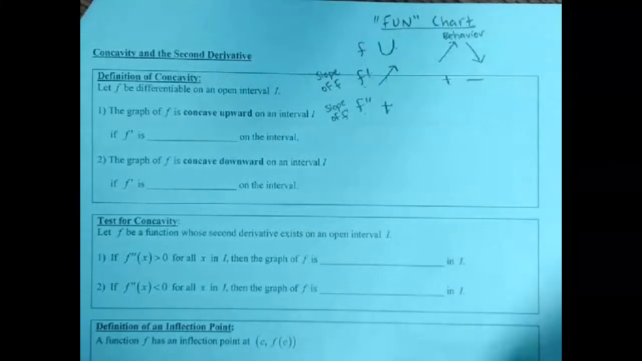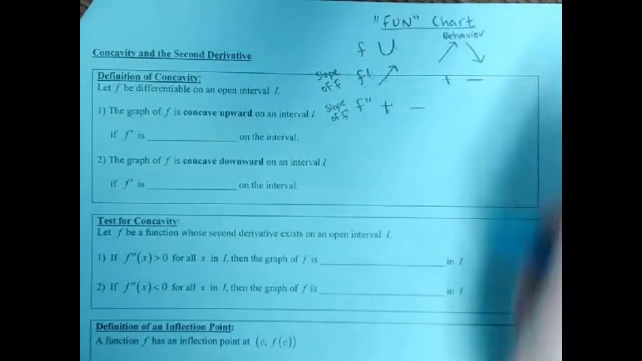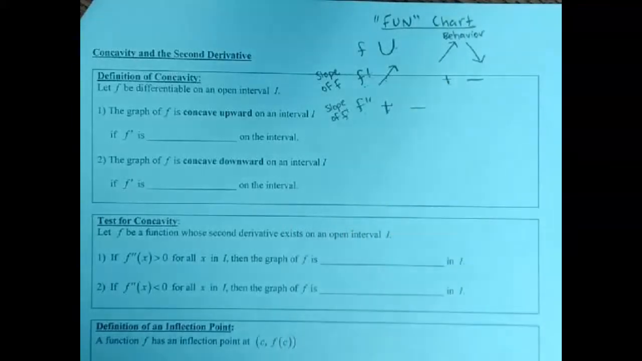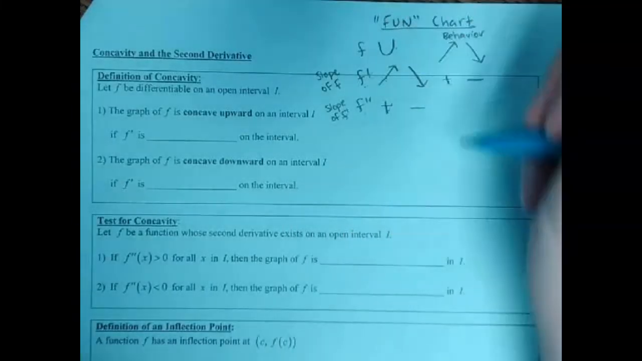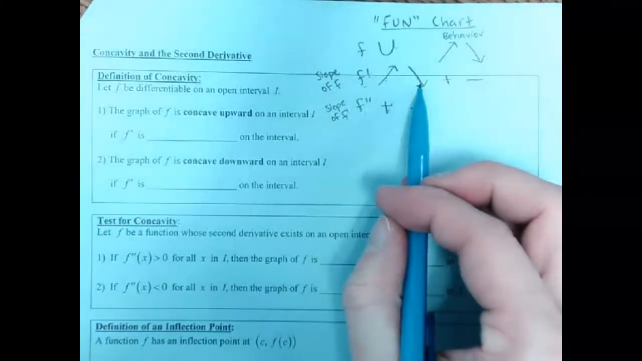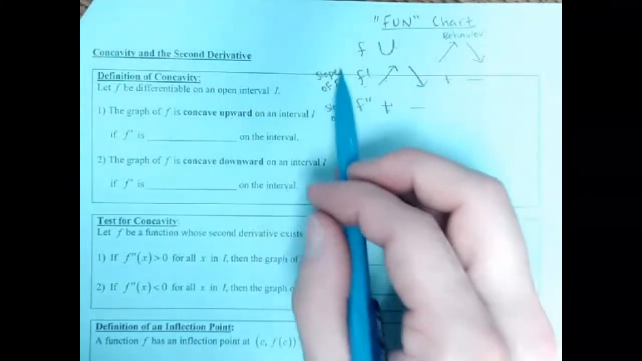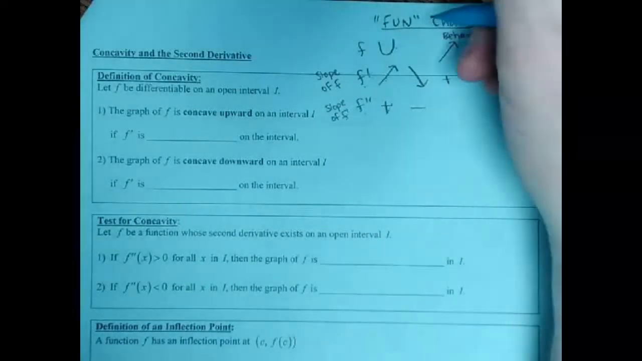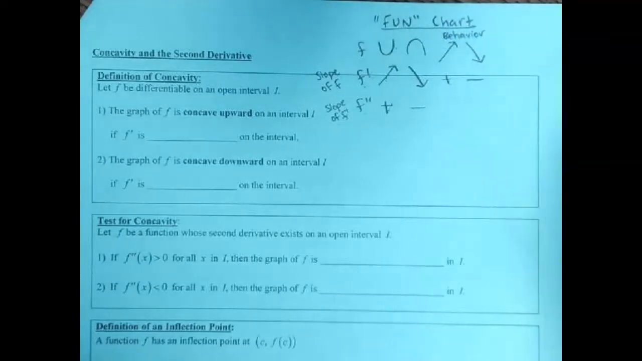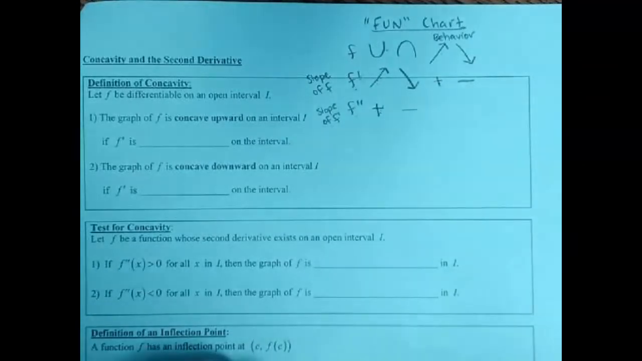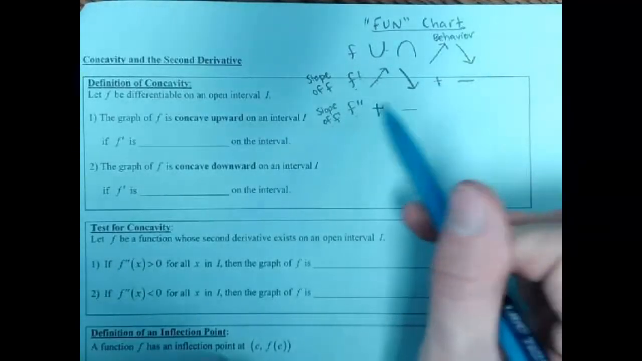Now, if your second derivative is negative, that means the slope of f prime is negative, which means f prime is decreasing. And if f prime is decreasing, that means the slope of my original function is getting smaller. And if the slopes of my original function are getting smaller, it's going to have a downwards curvature to the graph. So that first derivative being positive or negative, that tells me the behavior, whether it's increasing or decreasing. The second derivative tells you the behavior of the first derivative.